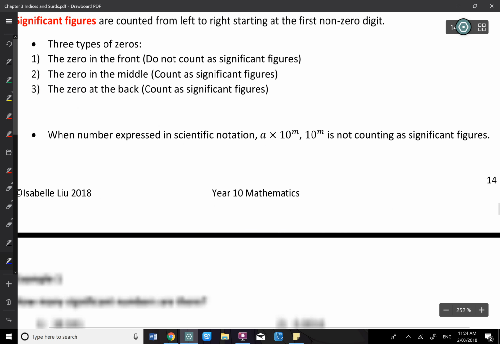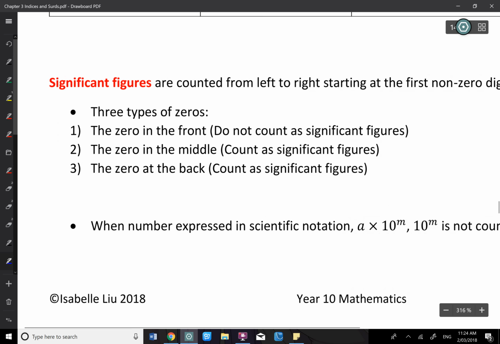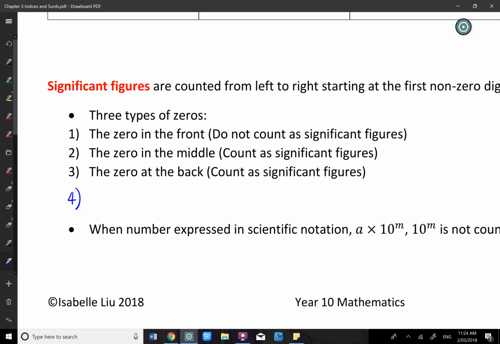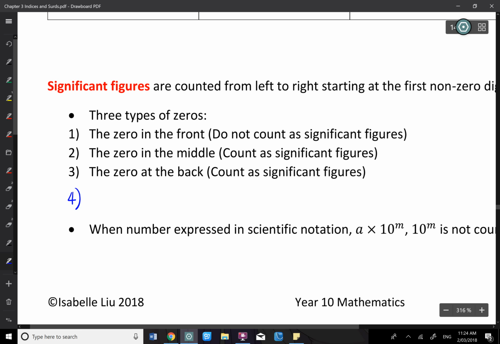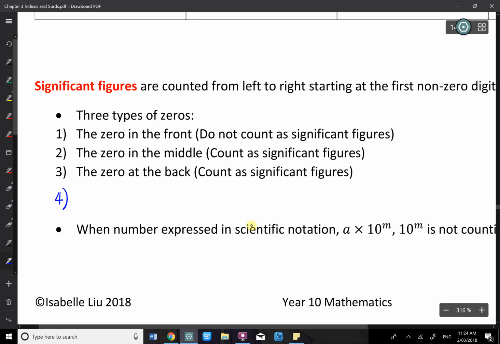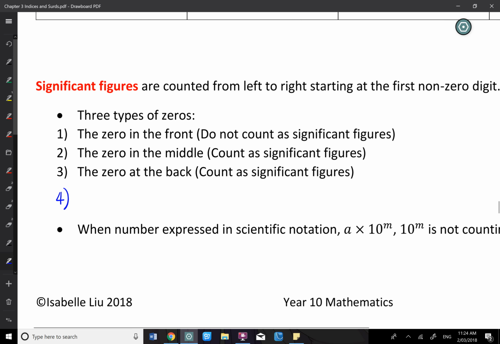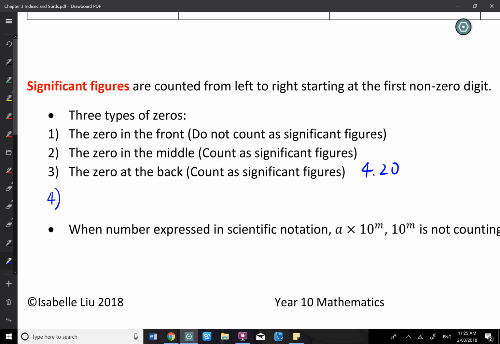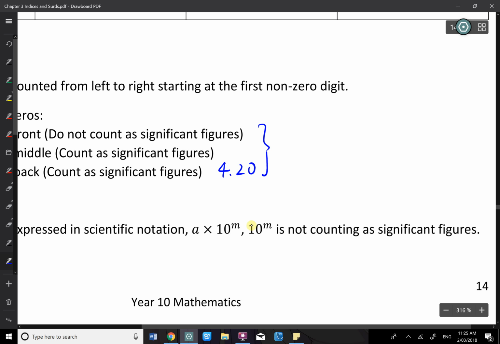Okay, now we start to talk about significant figures. There are 3, well, actually there should be 4 types of 0. So let's talk about the first 3. The 0 in the front, the 0 in the middle, and the 0 at the back. The 0 in the front will not count as a significant figure. But if the 0 is in the middle, we count it as a significant figure. If the 0 is at the back, for example, 4.20, we say there are 3 significant figures here. So we count it. But the basic rule here is we start to count from the first non-zero number.